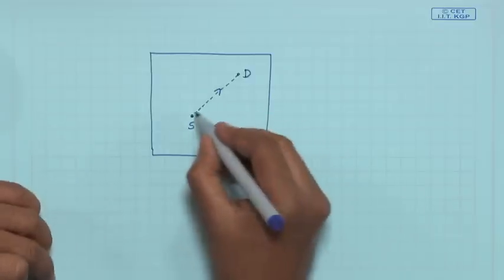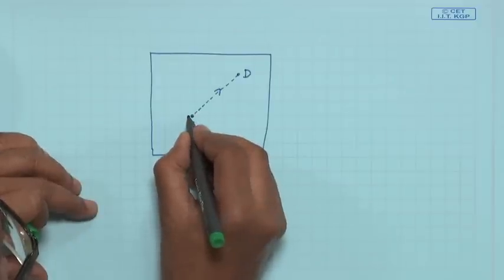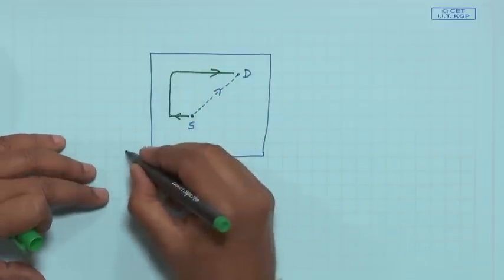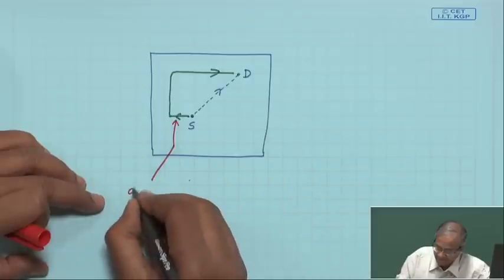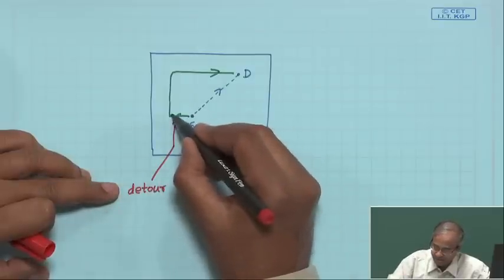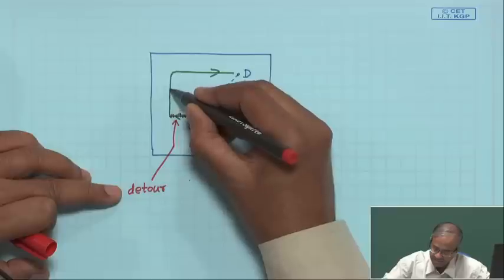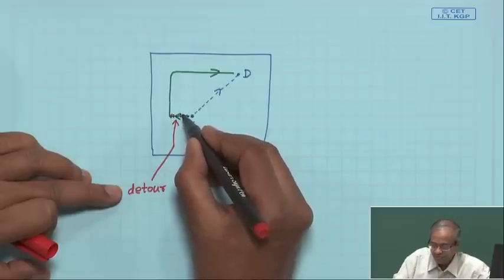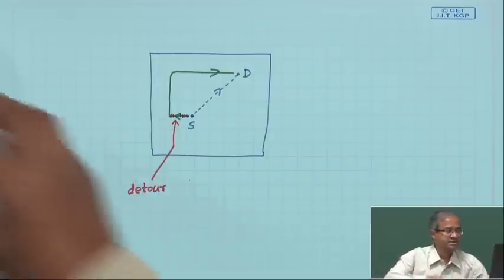Now, suppose due to some reason I cannot find a path like this. I may see that in order to find a path, I may have to go away from D, then again come back towards D, a path like this. This move where I am moving away from D is called a detour. Here I am moving away from D, but other than this segment, nowhere else in this path are we using a detour. From here we are moving in the right direction, here also we are moving in the right direction, but here we have a detour. Now, the number of cells that you are moving away with respect to D is called the detour number. This is the idea.